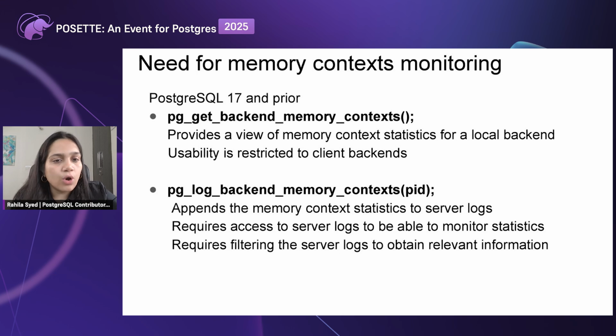The second one is pg_log_backend_memory_contexts. This one essentially allows you to log the memory context statistics in your server logs. The disadvantage of this one is that you have to have access to the server logs to be able to read these files. And also, the server logs need to be scanned for relevant information, because server logs can have all the other forms of logs and error messages. So you have to scan through the logs to get the relevant memory context stats information.